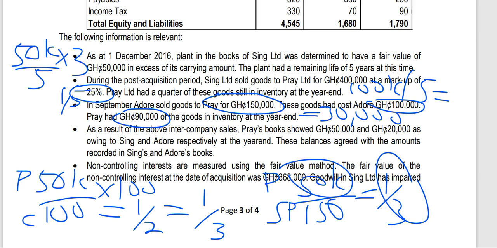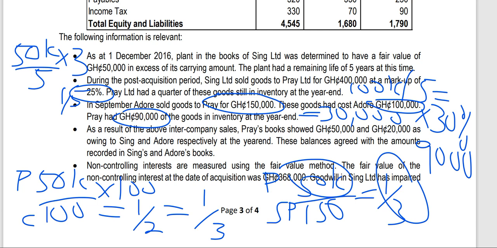But the parent's share in the associate is only 30%. So only 30% of the associate's unrealized profit will be eliminated, which is 9,000. So as far as the associate is concerned, the unrealized profit to eliminate is the parent's share, which is 30% of the unrealized profit of 30,000. So it's 9,000, which will be eliminated.